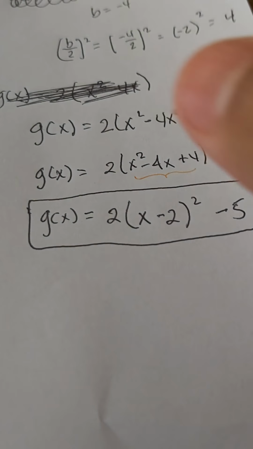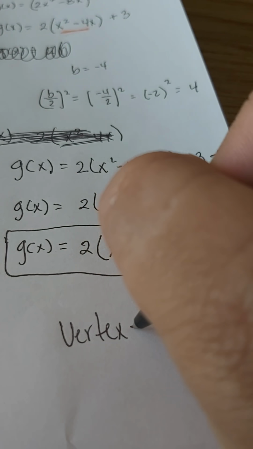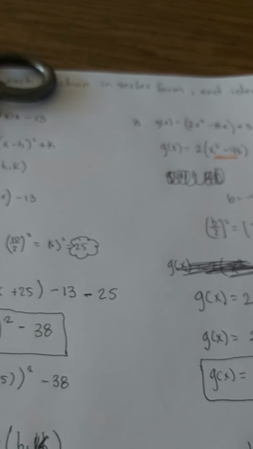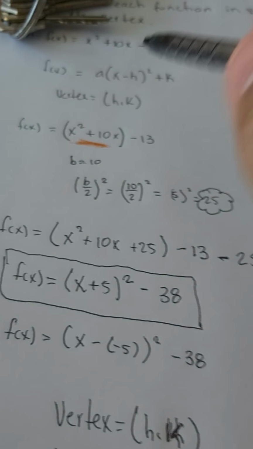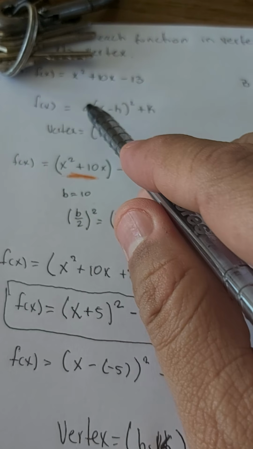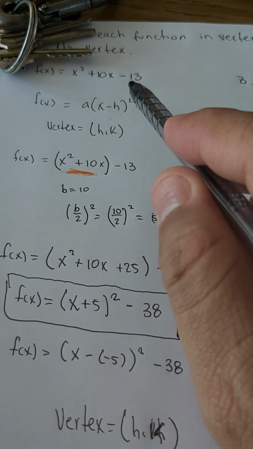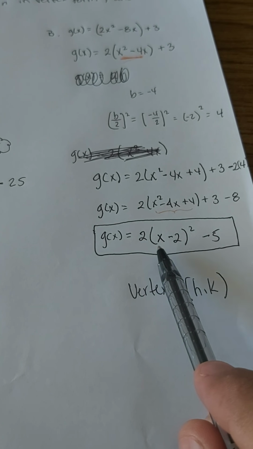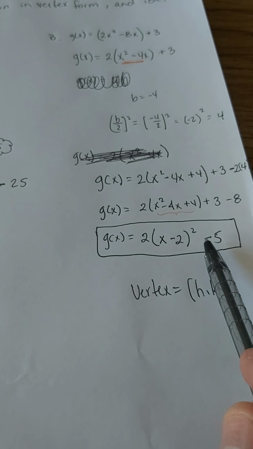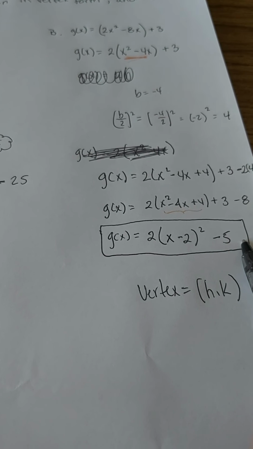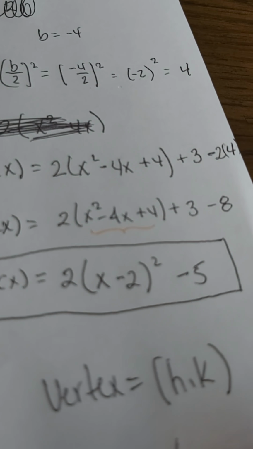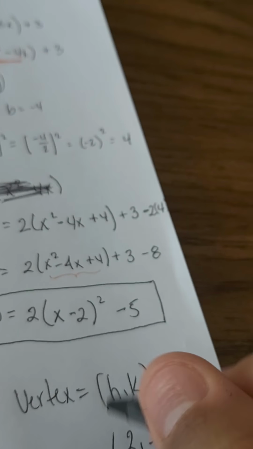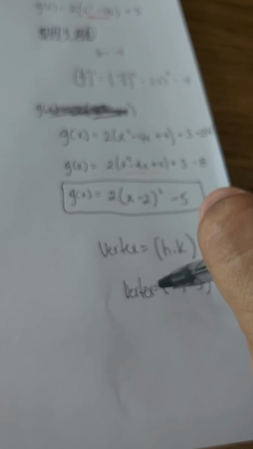And here we have our function in vertex form. Then our vertex is (h, k). Don't forget, the vertex form of a quadratic function is f of x equals a times x minus h squared plus k. So h equals 2 and k equals negative 5. That will be the vertex.